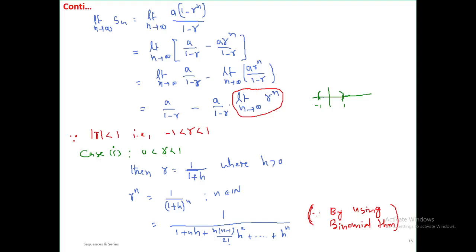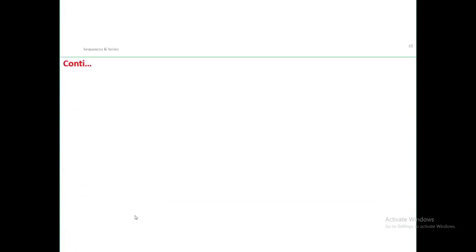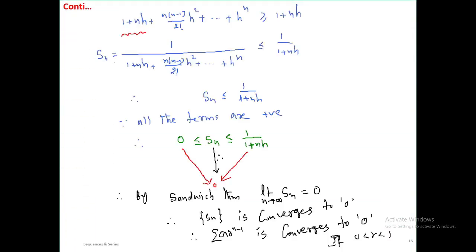R power n. So here, sorry, it is Rn, right? It is not Sn. It is Rn. R power n. So therefore, this is also R power n. Should be very clear.